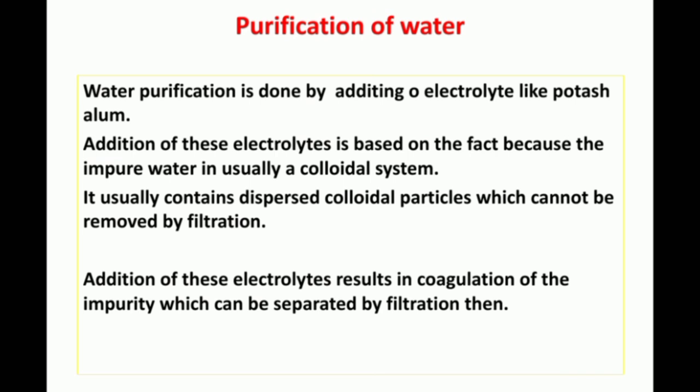Impure water usually contains dispersed colloidal particles. These colloidal particles cannot be removed by filtration. Certain electrolytes such as potassium aluminum sulfate are added to impure water, and coagulation takes place. When potassium aluminum sulfate is added to impure water, the negatively charged colloidal particles of impurities get coagulated by the action of aluminum ions and form large particles called flocks. The flocks then settle down due to gravity, or can be easily filtered out. This helps in the efficient removal of impurities from the impure water.